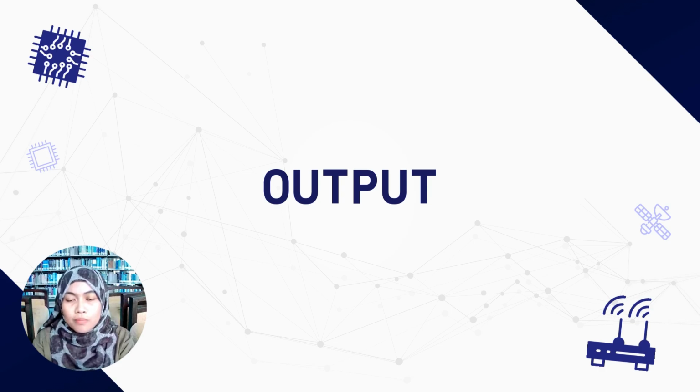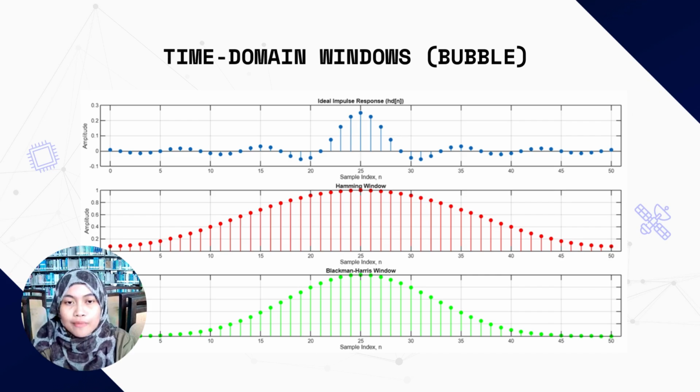Next, I will show you the output in MATLAB. The first output is the time domain window. The top plot is the ideal impulse response h[n]. Discuss how the impulse response is designed and its purpose in filtering or signal processing. And this explains the role of the ideal impulse response in shaping the signal. The second, middle plot is the Hamming window.